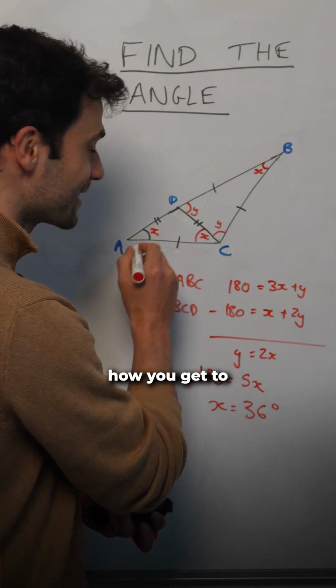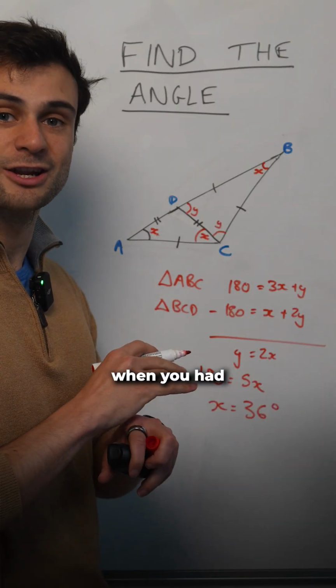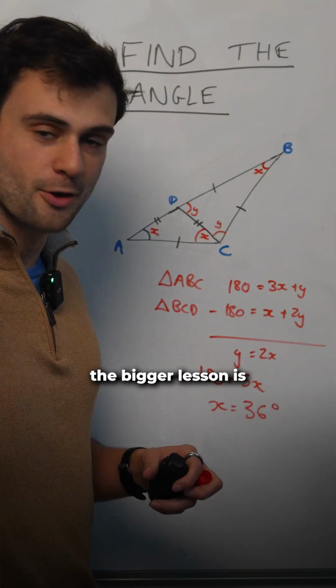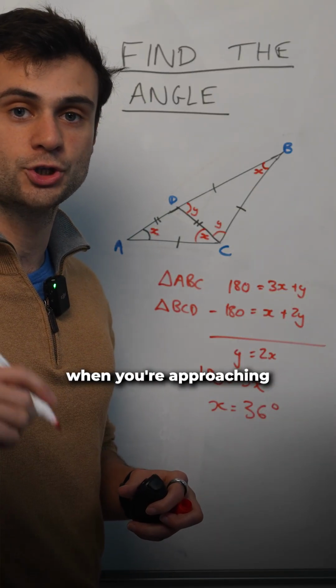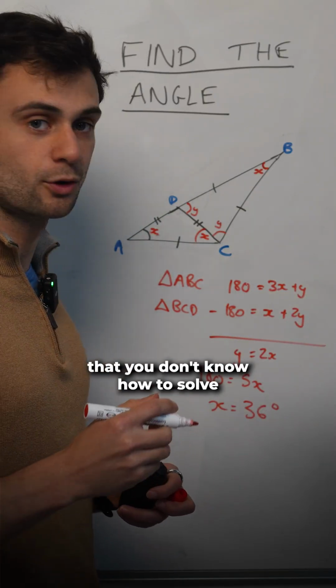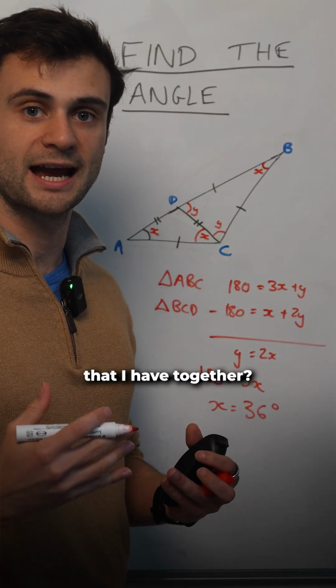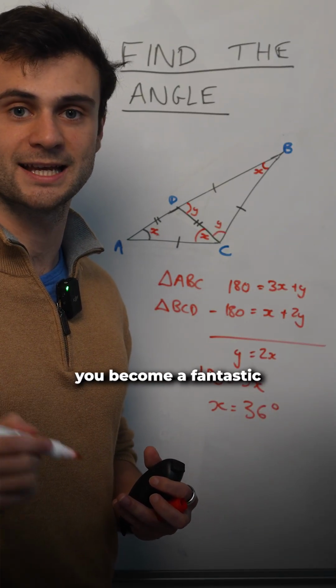And that is how you get to this angle when you had no other angles in this diagram. The secret was forming equations. The bigger lesson is when you're approaching a problem that you don't know how to solve, start by thinking about, what do I know? How can I relate the information that I have together? And that is how you become a fantastic problem solver.